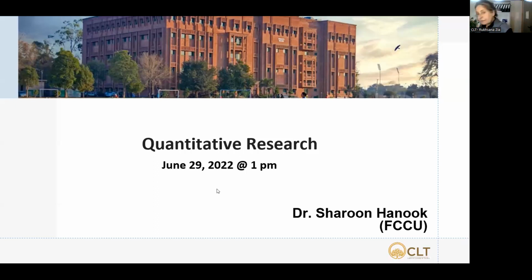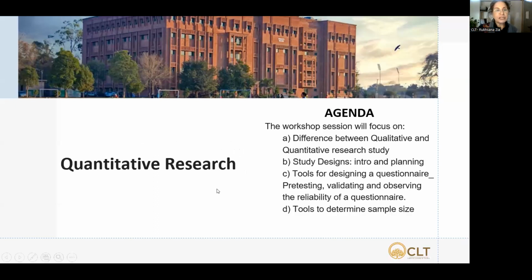Right now, the agenda for today's talk, as you can see, agenda, please show it, Gohar. I am Ruxana from CLT, and Gohar is the manager at our center. And you will see what are different research study designs, how do you plan for them, what are the tools, and how to determine the sample size, in response to your questions. Please, Gohar, could you do the netiquettes before we proceed further?